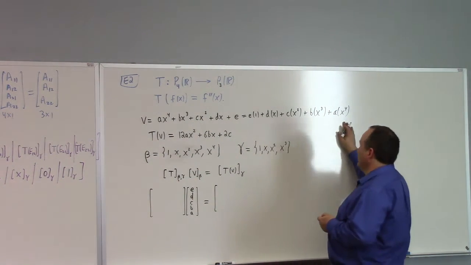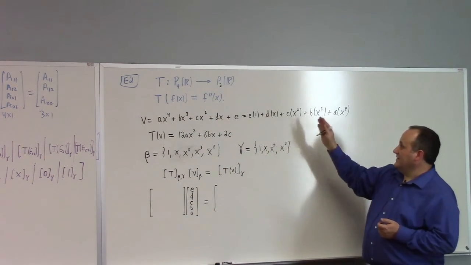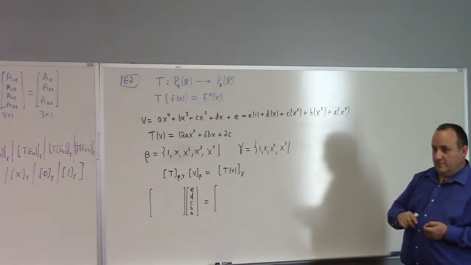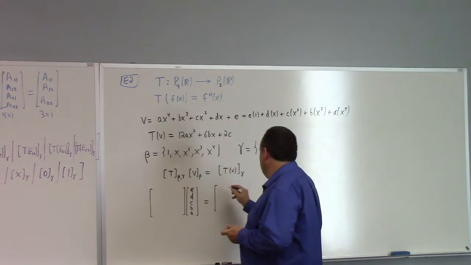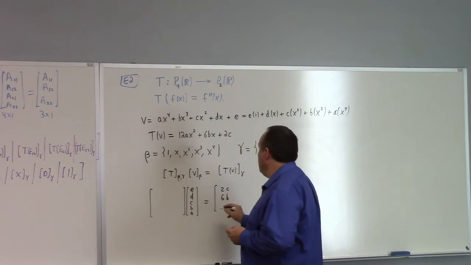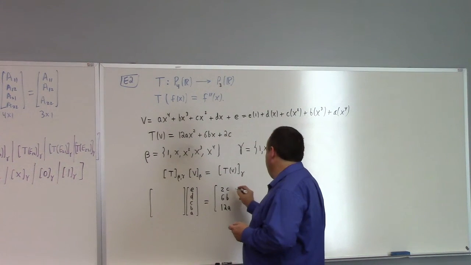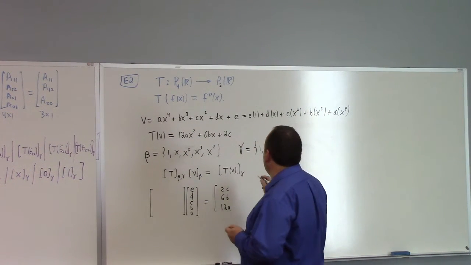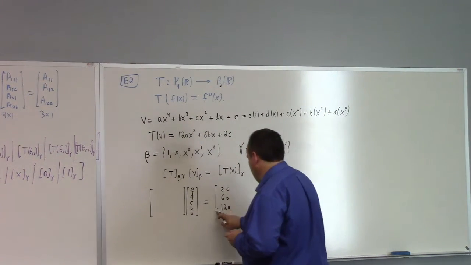There, we've put the basis in order for beta, and as you can see, the weights are respectively E, D, C, B, A. And what's the coordinates of T of V? Well, we got ourselves a 2C, a 6B, and a 12A. Right? And what did I mess up? Oh yeah, and then a 0, thank you.